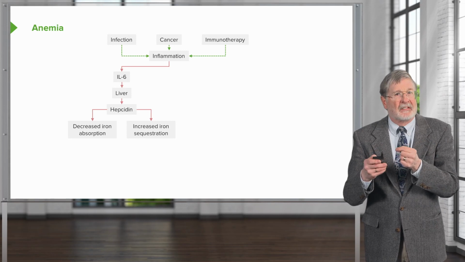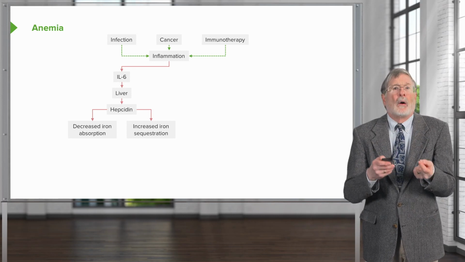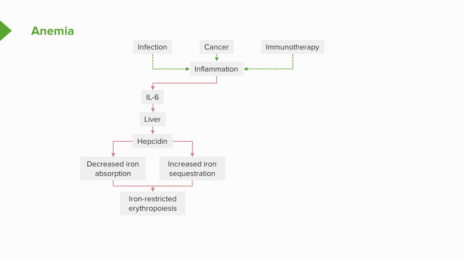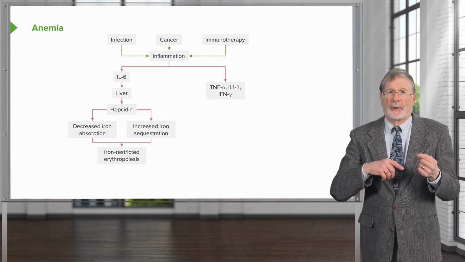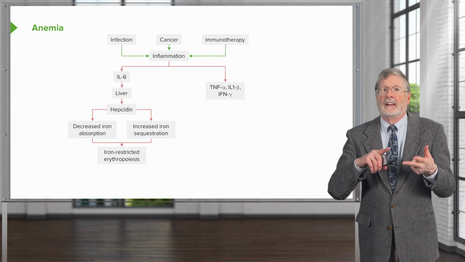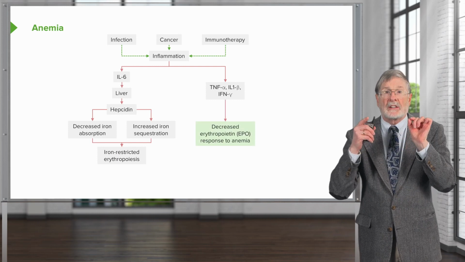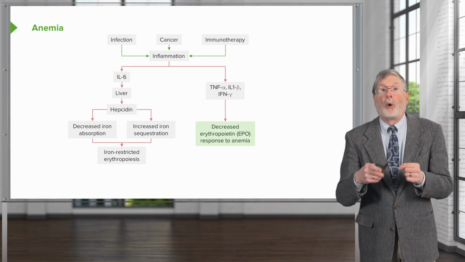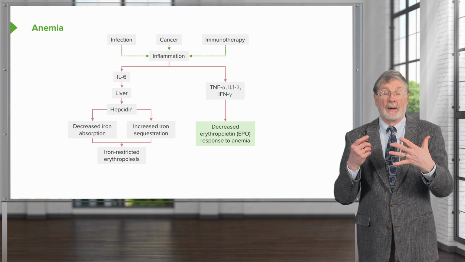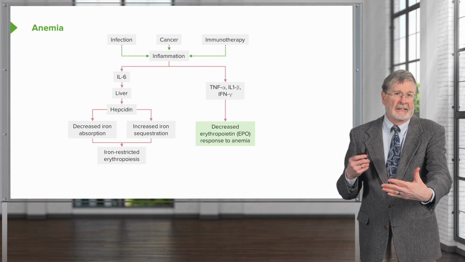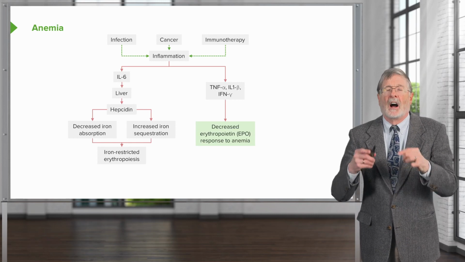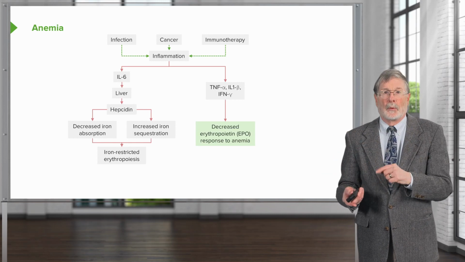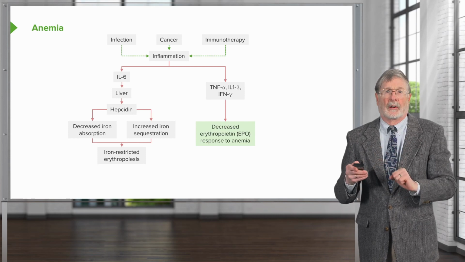But if cancer elicits inflammation, making IL-6, now I've sequestered iron and I can't use it for making erythroid elements. So it's iron-restricted erythropoiesis. That inflammation is also making tumor necrosis factor, interleukin-1, and interferon gamma. Those things will actually act to diminish the erythropoietin response to anemia. So whenever we're anemic, we crank out more erythropoietin from our kidneys, but those particular inflammatory cytokines turn down the synthesis of red blood cells in response to the erythropoietin. So we have kind of cut off that particular arm too.